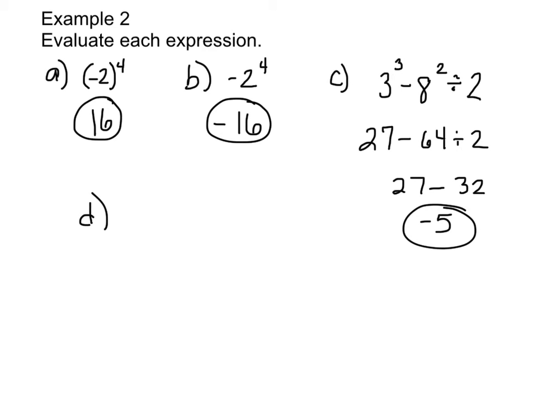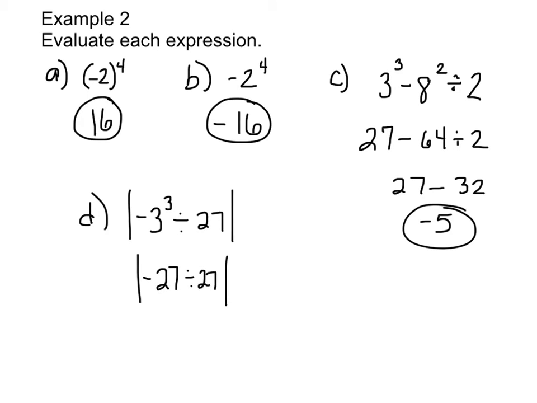Letter D. The absolute value of -3 to the 3rd power divided by 27. The first step is taking -3 to the 3rd power, which will give you -27, divided by 27, which gives you -1, and the absolute value of -1 would give you +1.